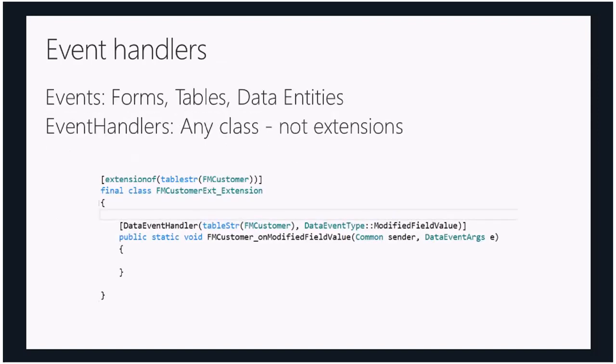This is an example of an event handler residing within an extension class of the underlying table. Since the event handler method is static, it does not benefit from the extension capabilities, unless you added static member variables and methods. In general, the recommendation is to create an event handler class that can contain the event handlers and call out to other objects as necessary.